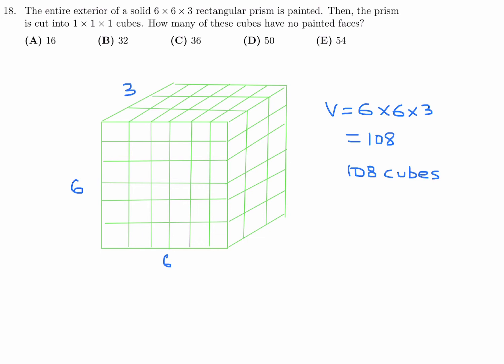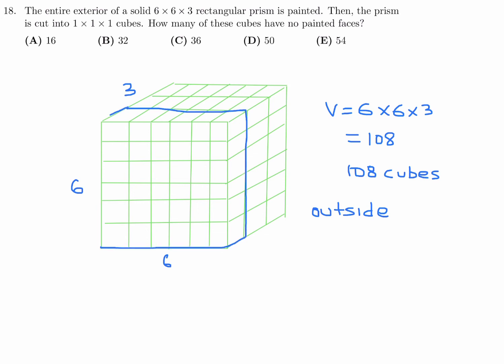So there's a few ways of doing this. You can either talk about it from the inside or talk about it from the outside, whichever way you feel is easier. It's up to you. I think talking about it from the outside is a little bit more visual, so that's what I'll do. Of these 108 cubes, there's some that are inside, and therefore they will not be painted. So I'm just going to count the ones on the outside, and then I'll subtract that from 108.